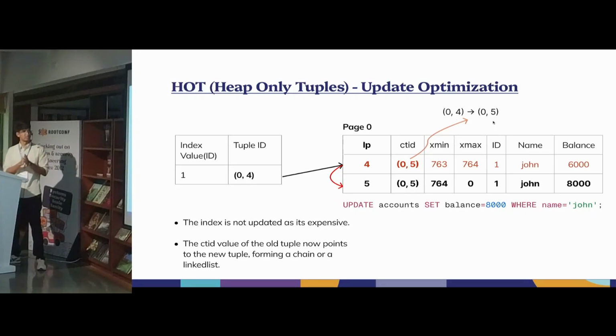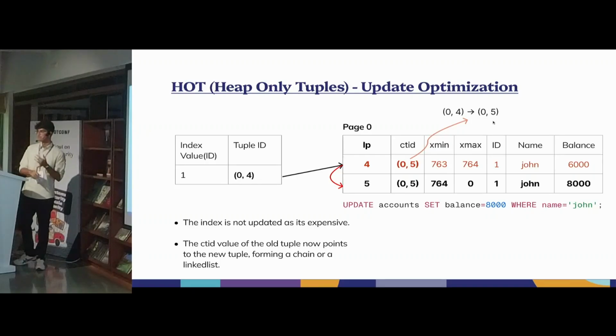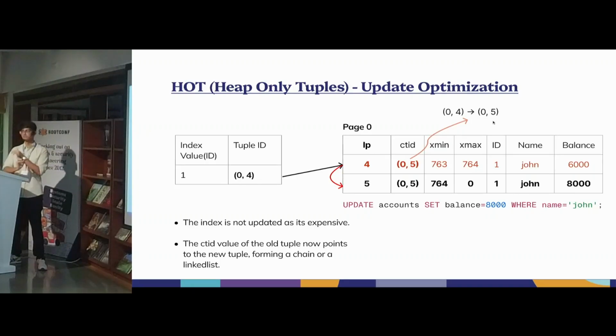Now this is done because the CTID column actually has two purposes. The first purpose is to point to the tuple's physical location. The second purpose of the CTID column is that if there exists a newer version of the tuple, the value will point to the newer version. So in this case, since the second tuple is the newer version, the CTID value of the old tuple has been changed to redirect to the new tuple.